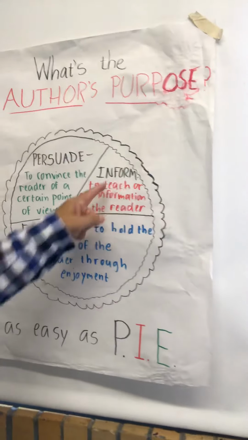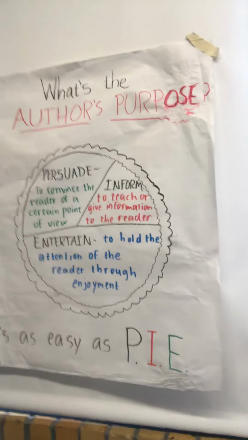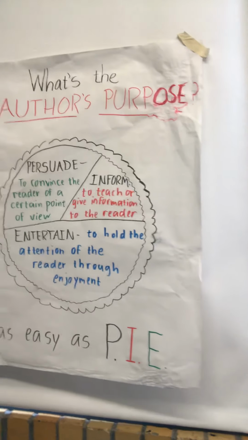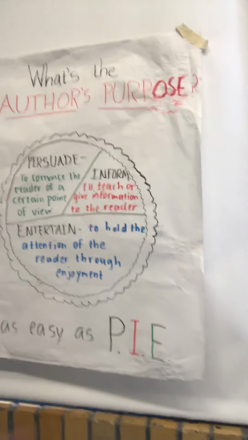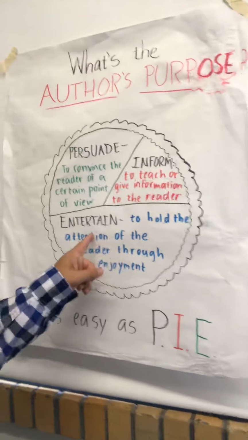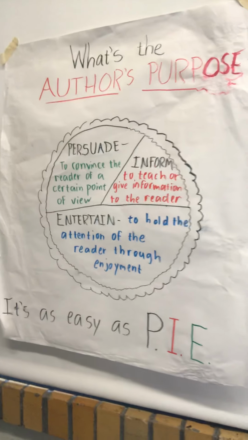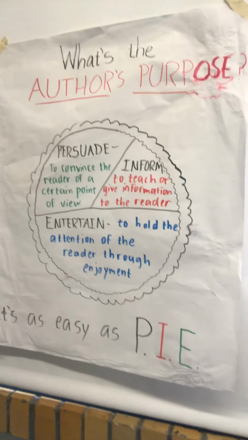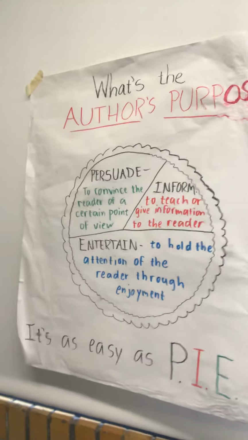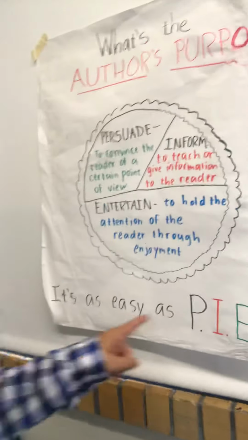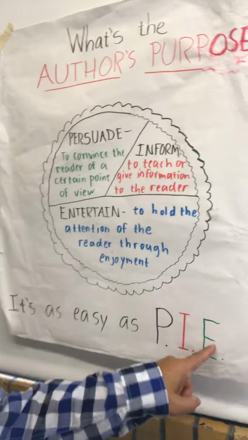The other one is to inform. Usually you'll see that with nonfiction books. That's meant to teach or give you information. And then the last one, which is the most common, most fiction books are to entertain you. That means they're to hold the attention of the reader through enjoyment, like you're reading a book for fun. So it's as easy as pie: persuade, inform, or entertain.